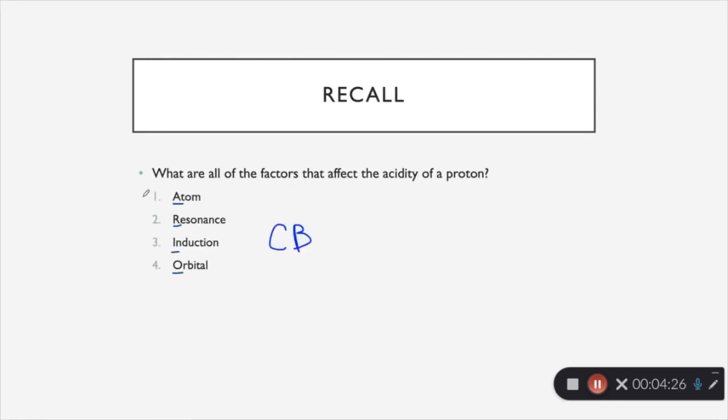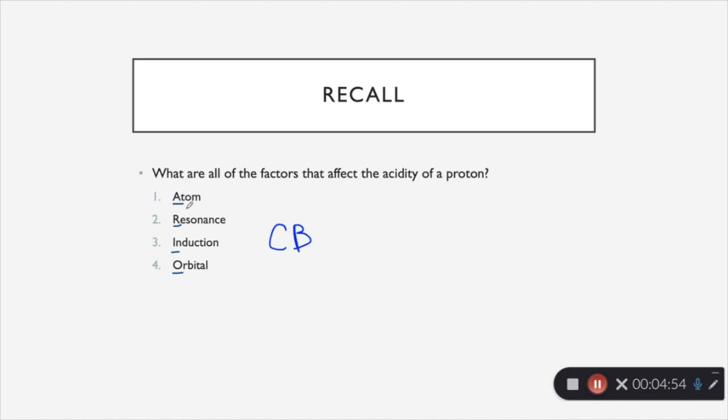So now we're going to do a little bit of review. If you don't already know how to use the REO acronym correctly, I highly recommend that you go back and watch the videos on how to determine acidity of a proton quantitatively and qualitatively. And those go into a ton of detail on how to use this acronym. And so that's why in this video, we're really not going to go into a ton of detail on it, but we are going to talk about it a little bit.